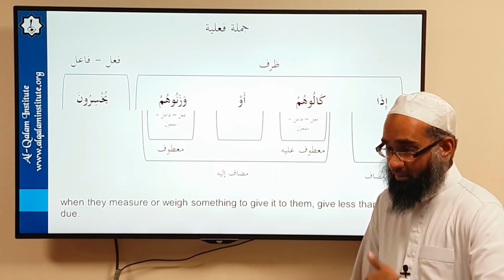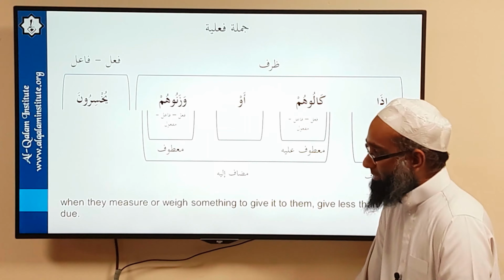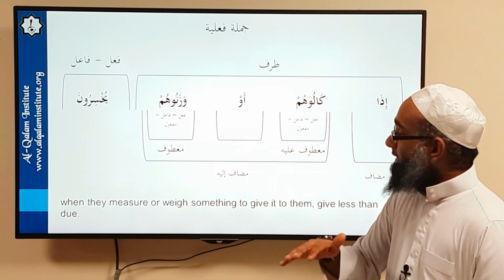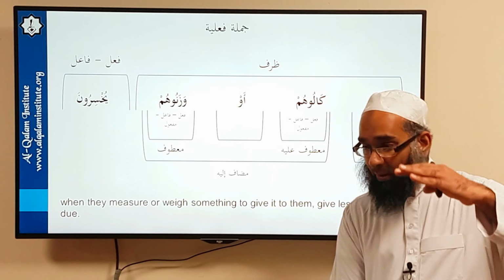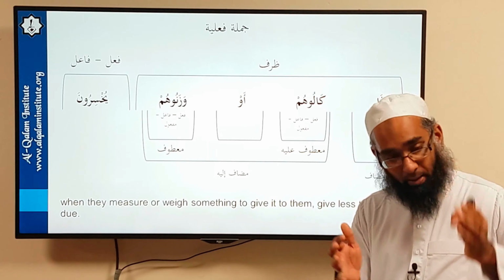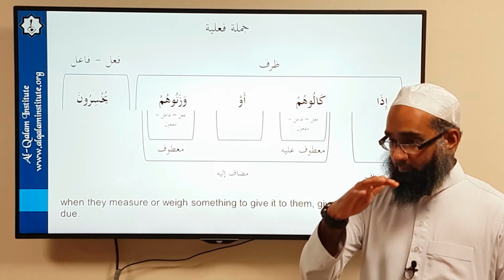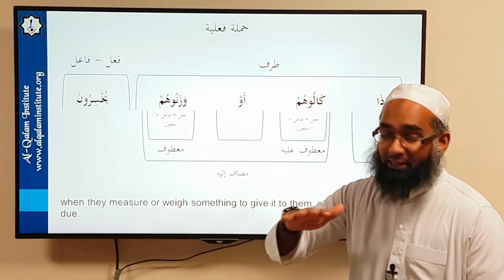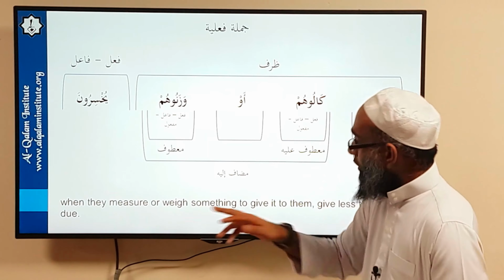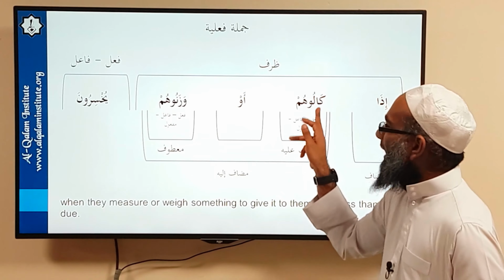You want it full. So these people, Allah lamented them, saying when they're giving, when they measure, kala is to measure, not by weight but by liters or by amount, like a bag holding a certain amount of liters. Or they give in wazana, by weight. So when they give in amount, when they measure, or they weigh, and hum is a maf'ul. You can't say when they weigh them or measure them.